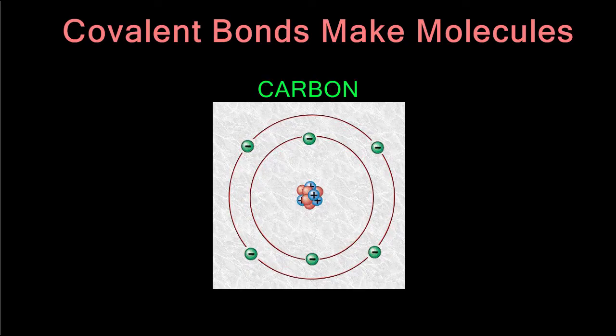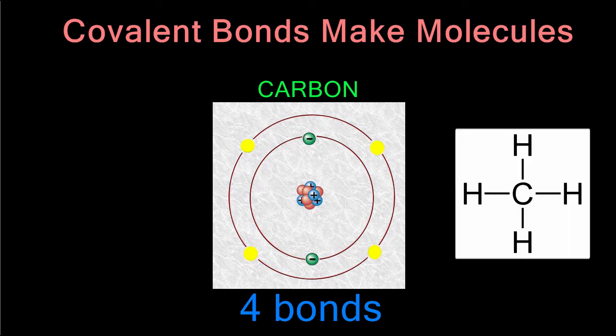A carbon atom has 4 electrons in its outer orbital. It wants 8 electrons to fill that second orbital, and so it's able to make 4 covalent bonds with other atoms. This makes carbon a very important atom to life because it forms the backbone of all organic molecules.